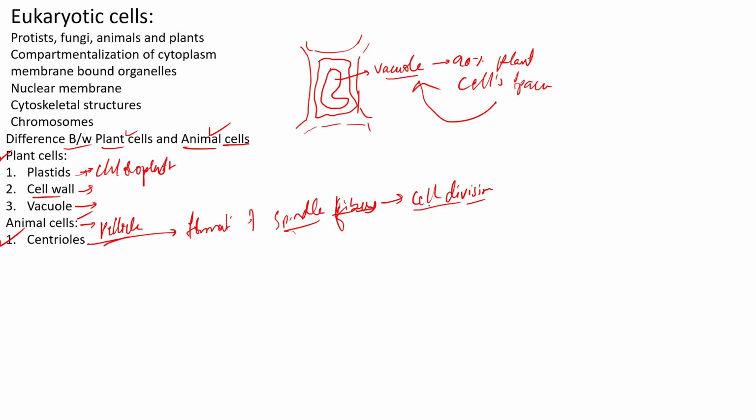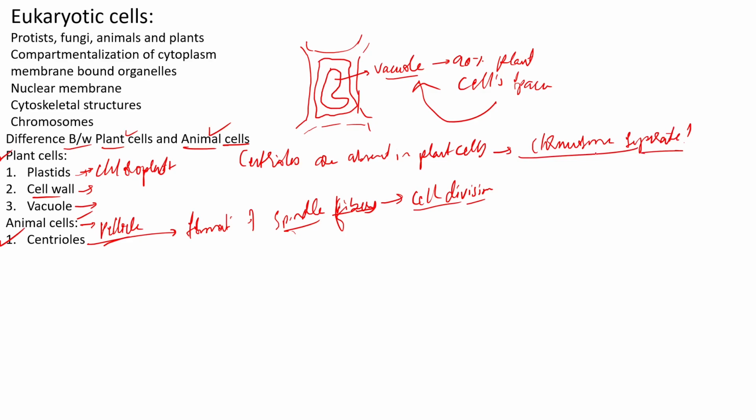Then obviously the most fundamental question that you may expect is: if centrioles are absent in plant cells, right, then how do the chromosomes separate? This is a very interesting question that you may ask. The answer is quite complicated, and also quite high level to explain over here.